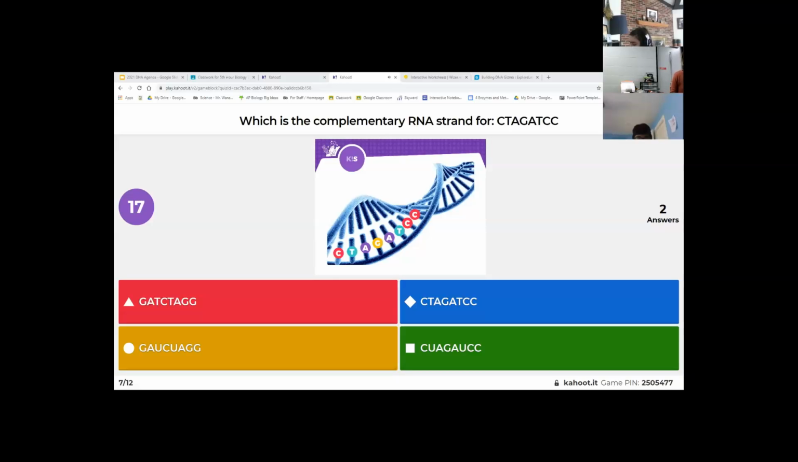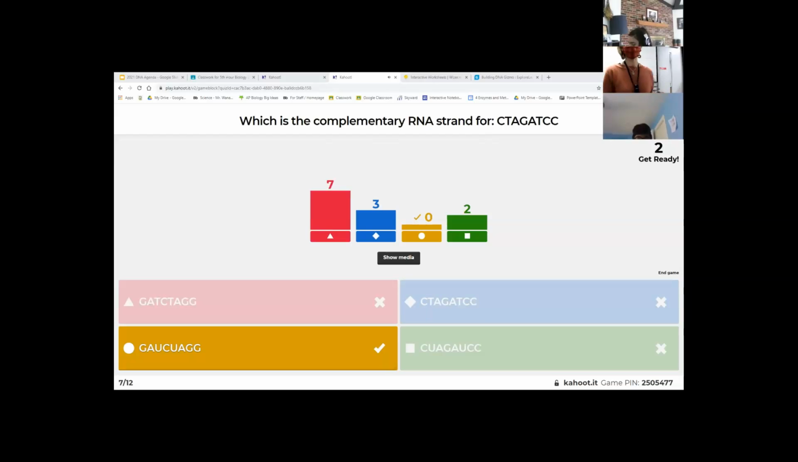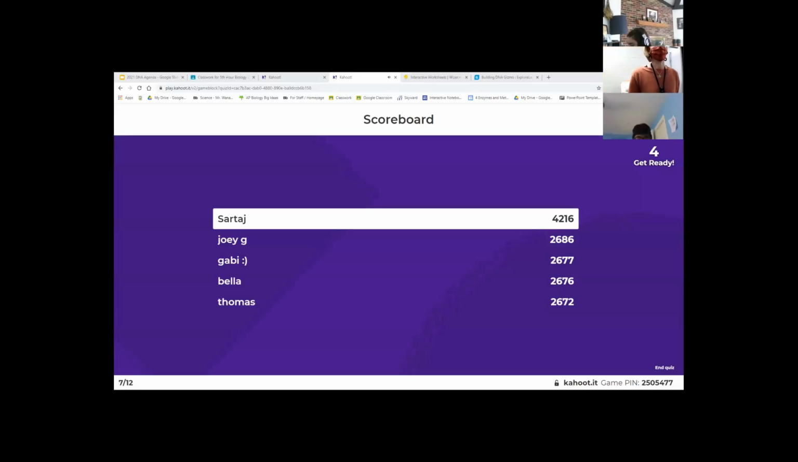You'll notice the letters here. Oh, I guess they're still written up there too. C bonds to G, T bonds to A, A bonds to T, G bonds to C.